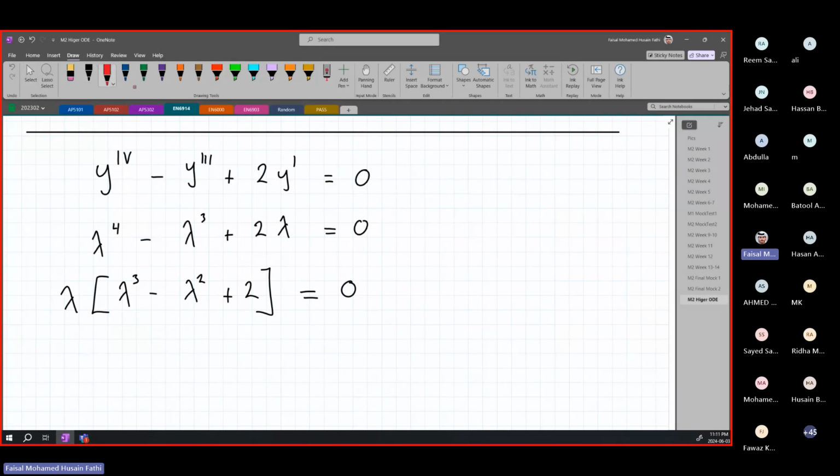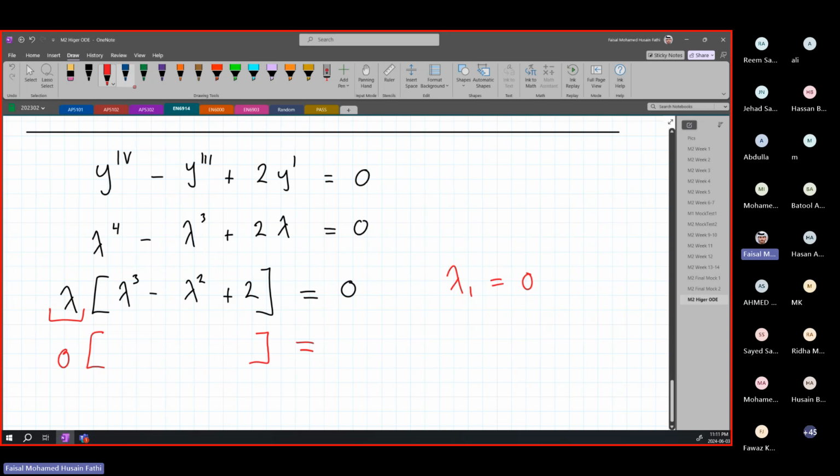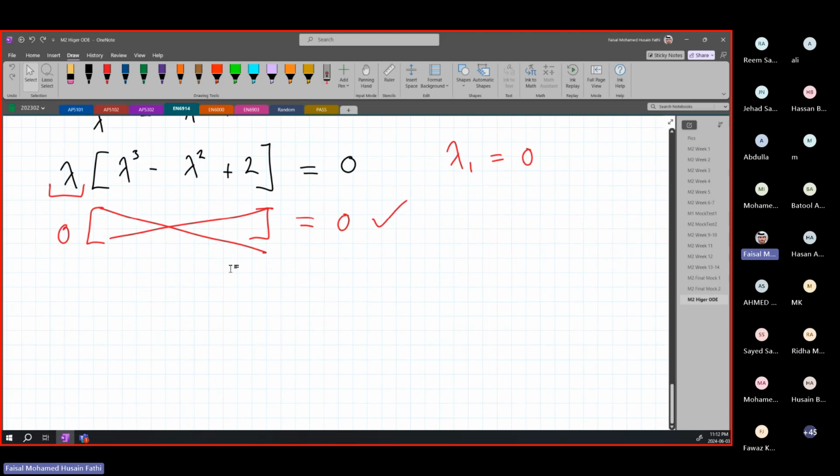So our very first root is lambda 1 equals 0. Why? Because we have lambda outside here. If lambda was 0 times whatever is inside here, then this entire thing is going to become 0. This is why lambda equals 0, or lambda 1 is equal to 0. It is a root. All right. So this is the first step.